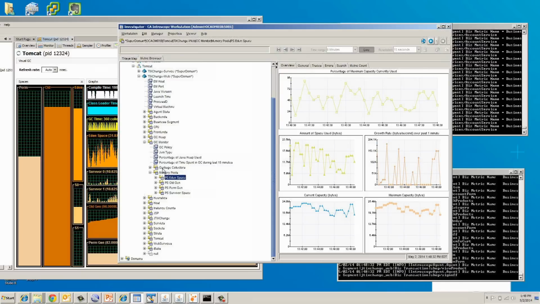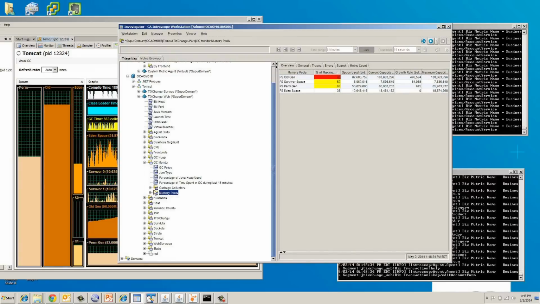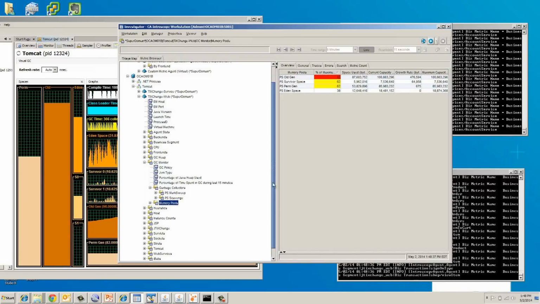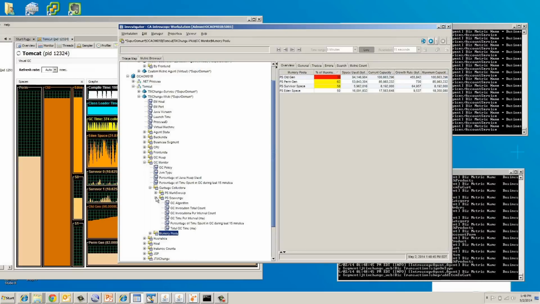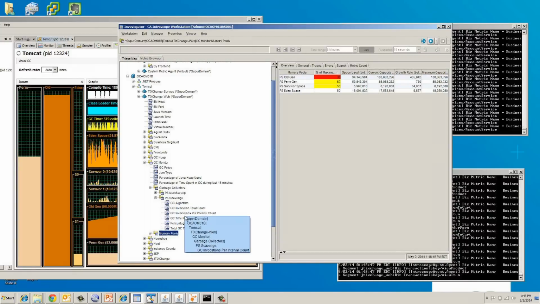So let me close memory. I'm going to open up the collectors, and I can see that I have two collectors in this JVM, scavenge and mark and sweep. So the scavenge one is for the Eden space.